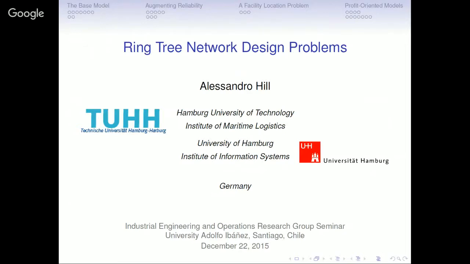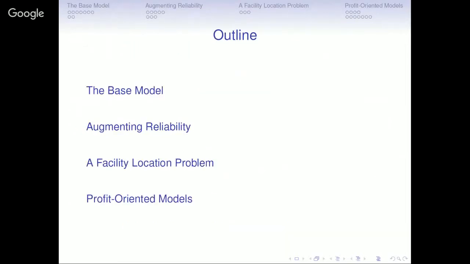Okay, let's start right away. First I will tell you what the base model is, the ring tree model behind it. Starting from this model, we derive a couple of other variants, which I will then go into in more detail: one which augments the reliability, so we talk about reliability in these networks, then a facility location variant, and then profit-oriented models.